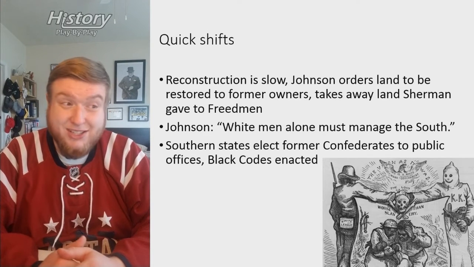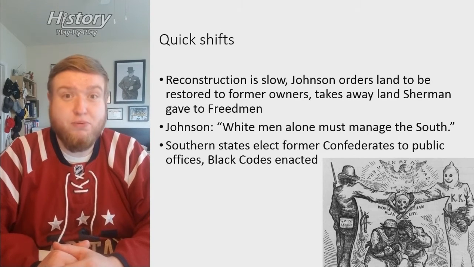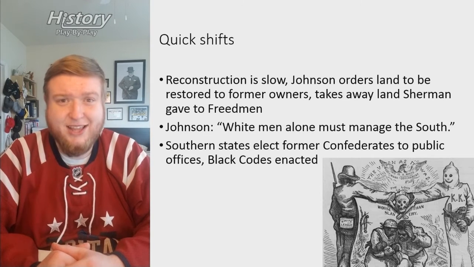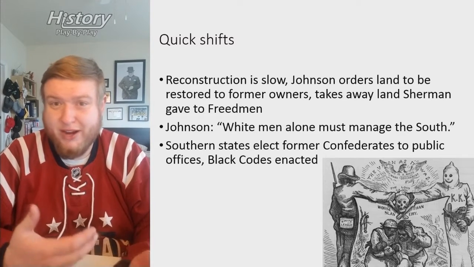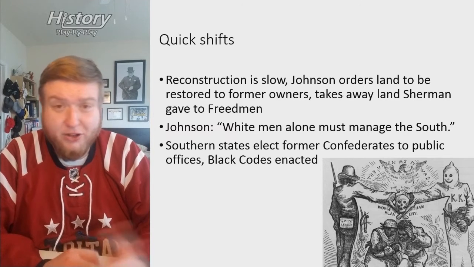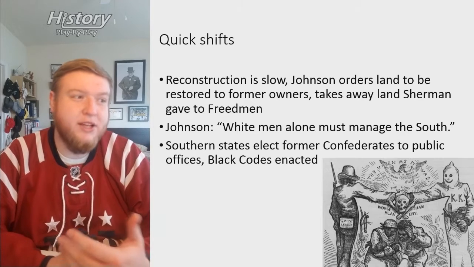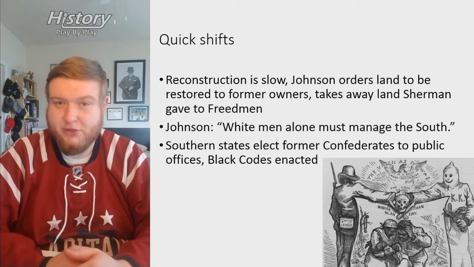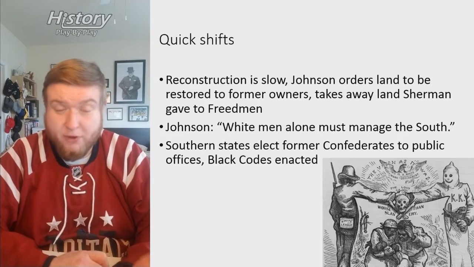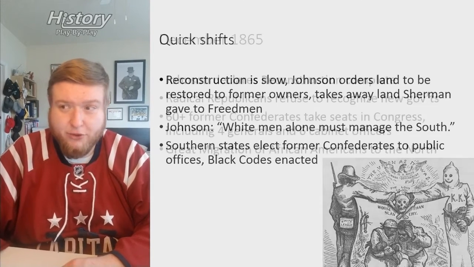Andrew Johnson says that white men alone must manage the South. Johnson was a pretty big racist, whereas you can question Lincoln and say that maybe he didn't believe in full equality or that the races themselves are equal. Johnson has no such benefit of the doubt to even question that. And so it's in this time, Southern states begin electing former Confederates to public offices, black codes are enacted. That's a whole separate video. Things were very, very bad for the former slaves in the South.